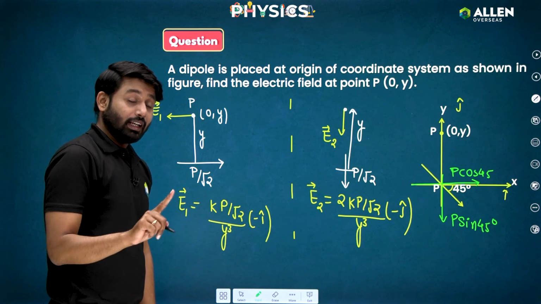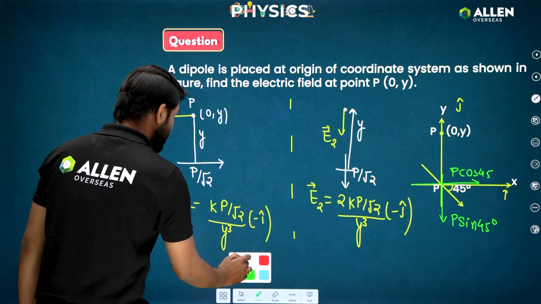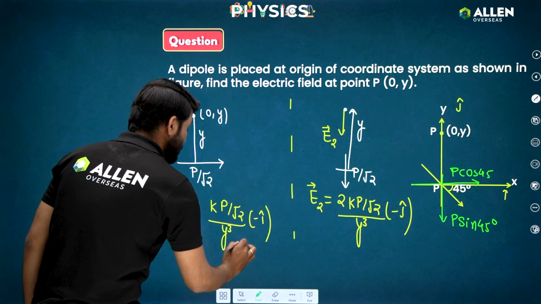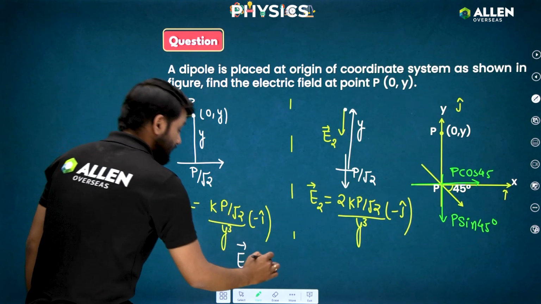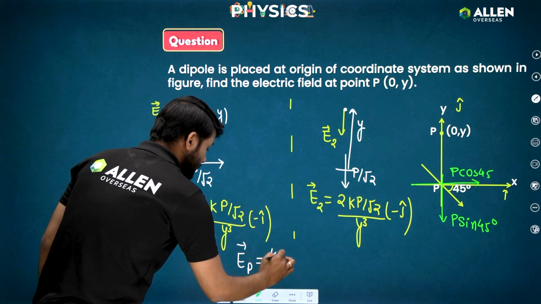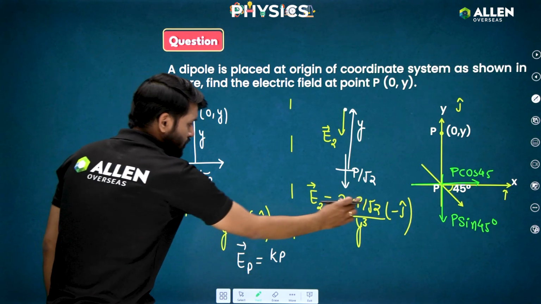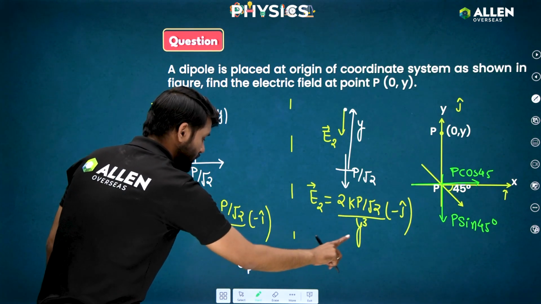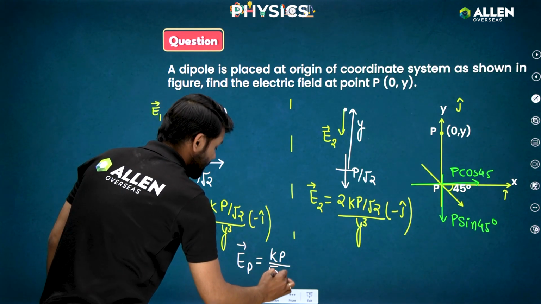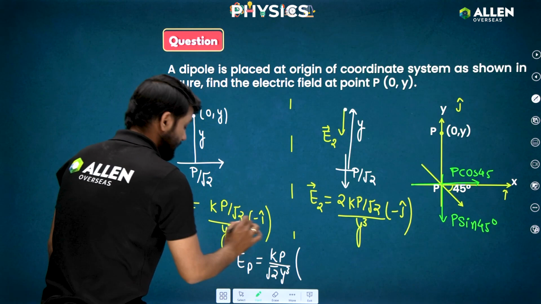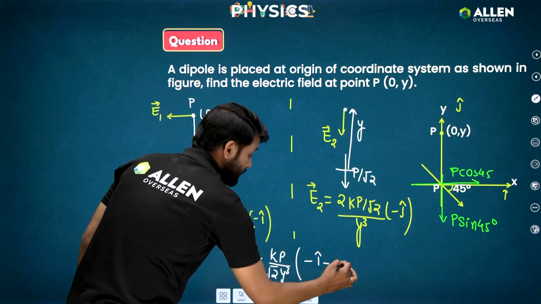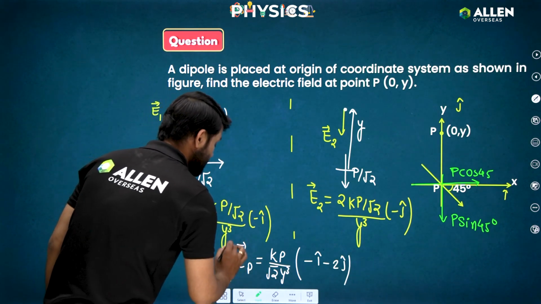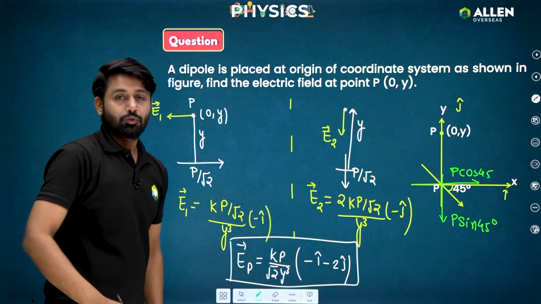If you want to write net electric field in vector form, net electric field at point P is Kp upon root 2 y cube, taking common, and it's minus i cap minus 2j cap. So this is the answer in vector form.